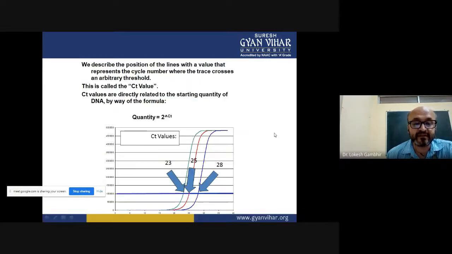And my friends, this is what we are talking about, the CT values. These are called CT values. The cycle number where the amplification crosses the threshold, and this CT value determines the viral load, the pathogen load, that this value is determining for you.